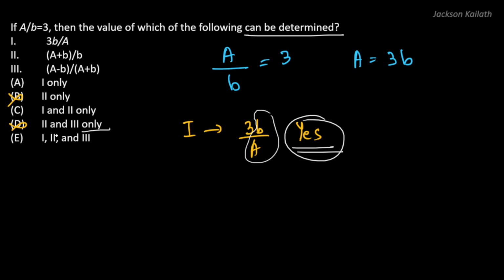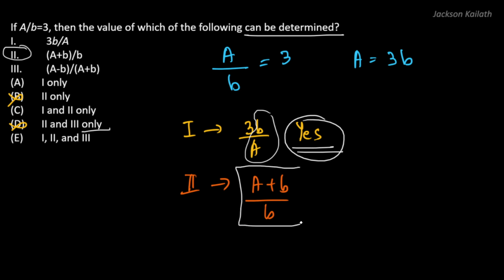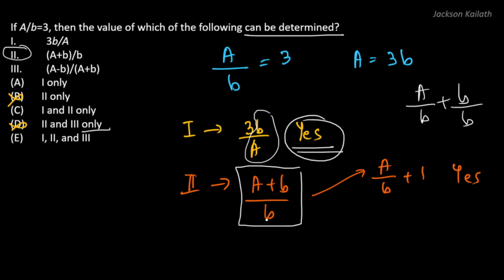So let's proceed. Let's take a look at statement 2. So statement 2 over here says that A plus B divided by B. That's what we have to evaluate whether we can determine it or not. Now, when you have this expression over here, you can think of it in 2 ways. This over here is the same as A by B plus 1, right? Because if you divide this, this becomes A by B plus B by B. You can do that, right? Because you are just splitting the terms in the numerator but keeping the denominator the same. And A by B is kept as it is and B by B is equal to 1. So A by B plus 1, this can be determined, right?